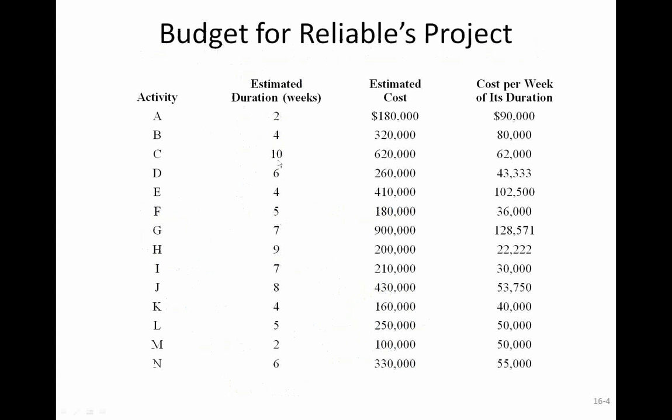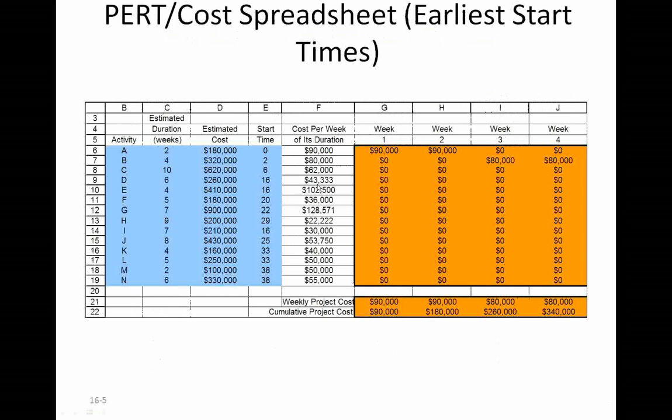Next, let's get the weekly cost. So we know what the total cost for each activity is. Divide that by the duration, and that gives you the last column, that is the per week cost for each one of those activities. Okay, next on the spreadsheet, list down the activities, the duration, estimated cost, and the ratio of this column to that column gives us the weekly cost for each one of those activities.